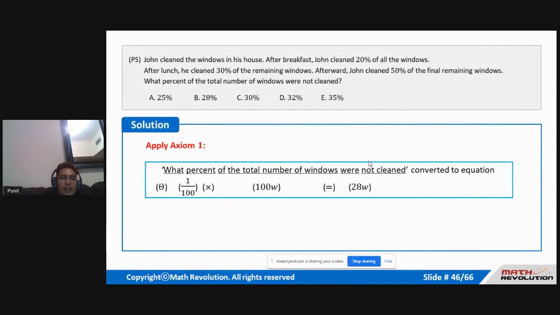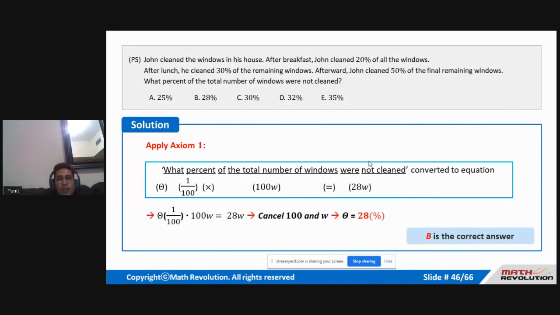Yes, Himanshu, Rohit, and Deepak, you've got your answers correct. If we apply axiom 1, we have theta times 1 over 100 into 100 windows, which equals 28 windows. The 100 cancels out, the letter W cancels out from both sides, and we are left with theta equals 28%, which is B.